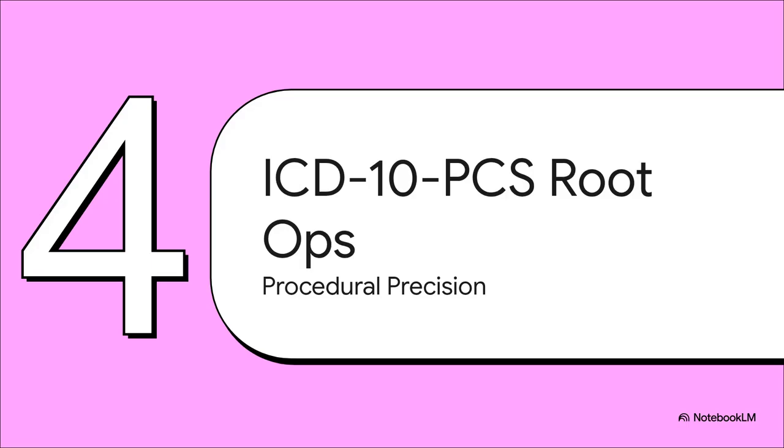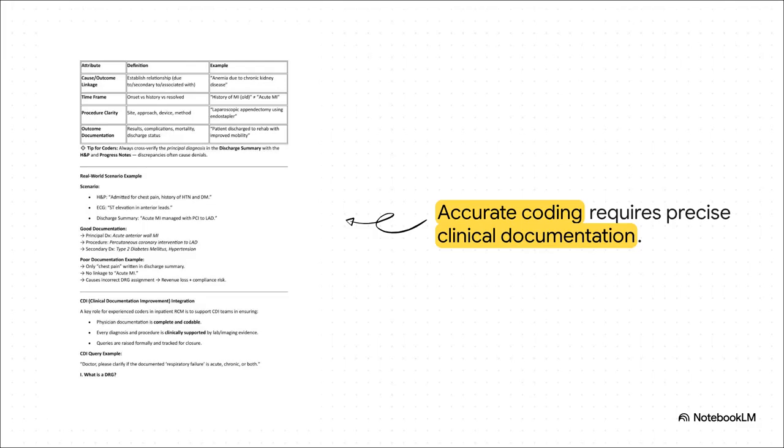Let's pivot slightly for Section 4. ICD-10 PCS root operations. Here is where things get really microscopic. Unlike diagnostic coding, accurate procedural coding in ICD-10 PCS demands incredible granular precision from the physician's documentation. You literally cannot just write surgery and call it a day. The coder needs the exact anatomical site, the specific surgical approach, like open versus percutaneous, the device used, and the precise method. Without this level of clarity, a coder's hands are completely tied.